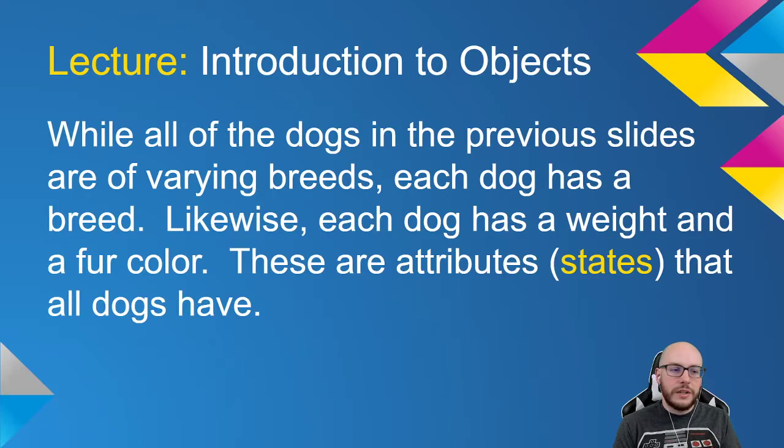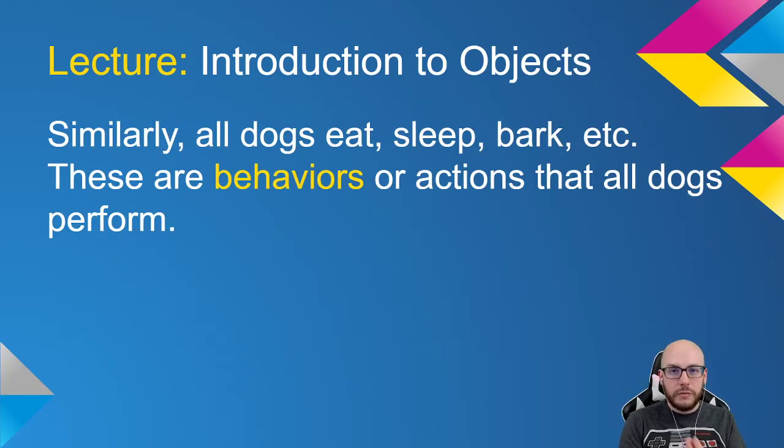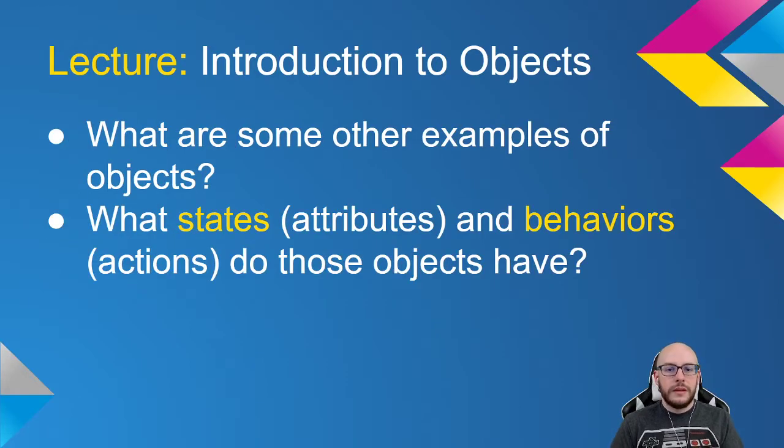While all of the dogs in our previous slides are varying breeds, each dog has a breed. Right? We got a Great Dane, a yapper dog, a Vizsla. Likewise, each dog has a weight, a fur color. They all have these attributes. While they may be different, they all have them. Likewise, with their behaviors, they all eat, sleep, and bark. Maybe slightly differently, but they do those behaviors. So this is what we're looking for.